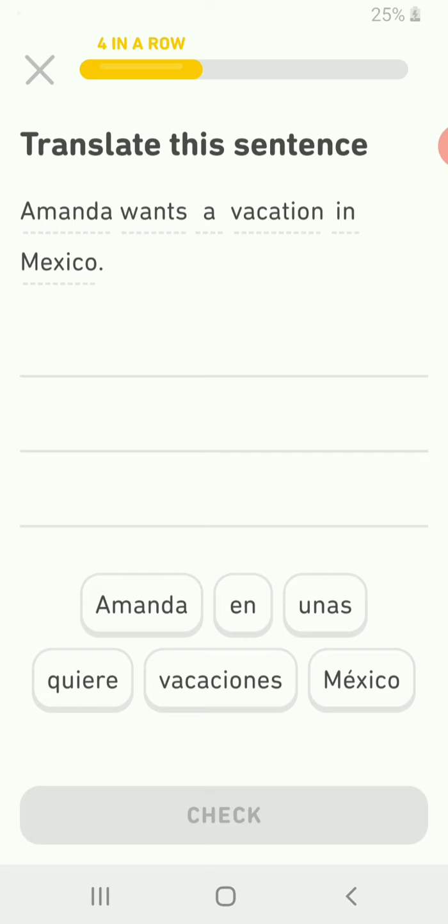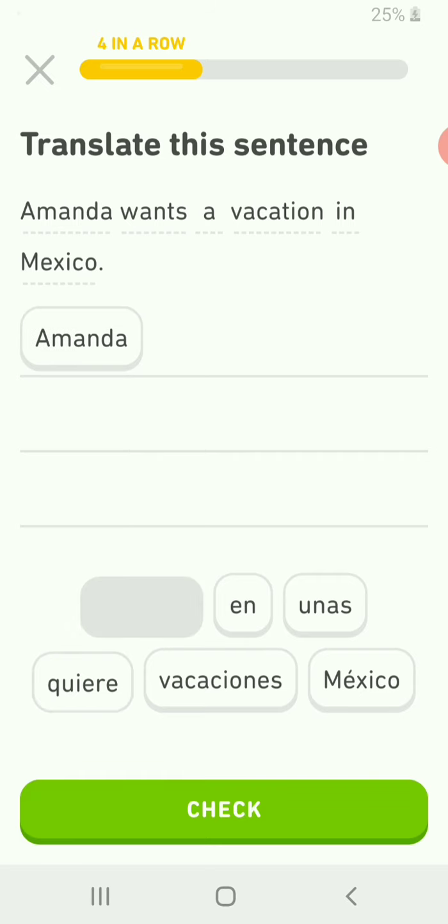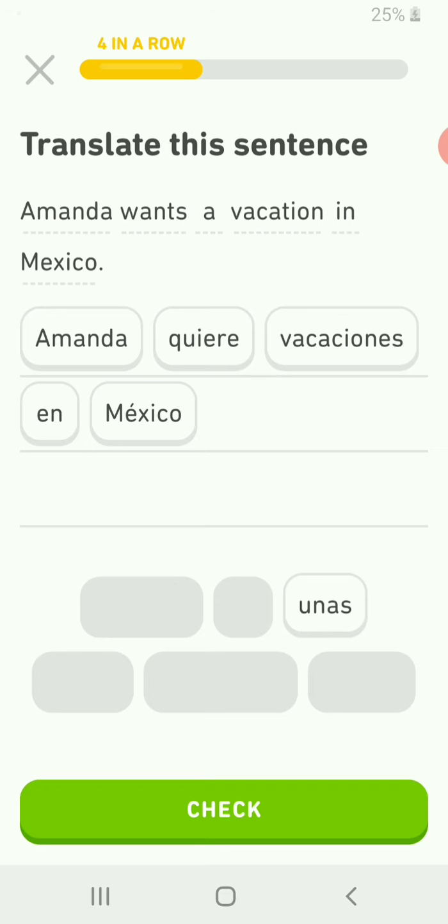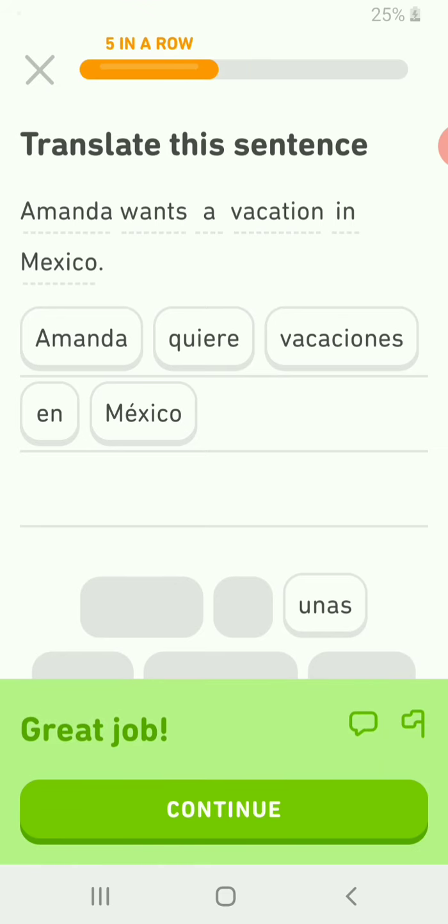Amanda wants a vacation in Mexico. So Amanda quiere vacaciones en México. So we don't have to say unas vacaciones because it's vacaciones simply.